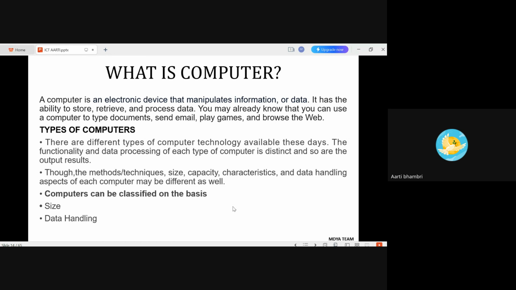In an organization, in an institution, in the educational department, in the research department, every need is different. So every computer technology is different in every department. So their data processing and their functionality are also different. So their output results are also different.